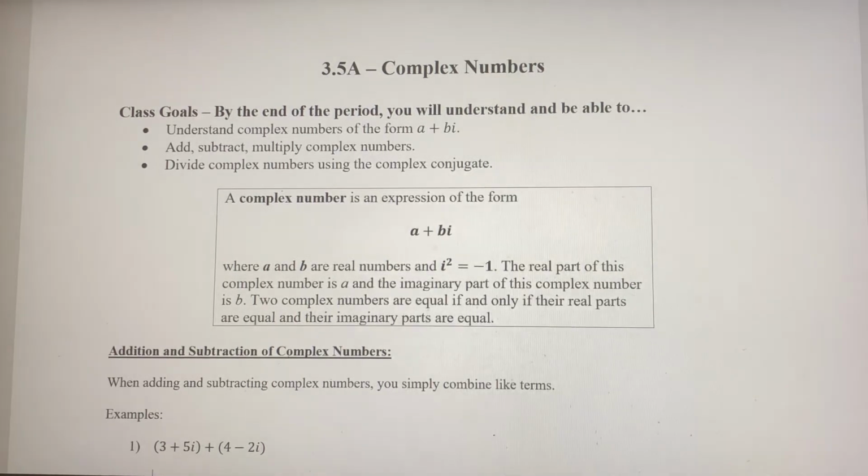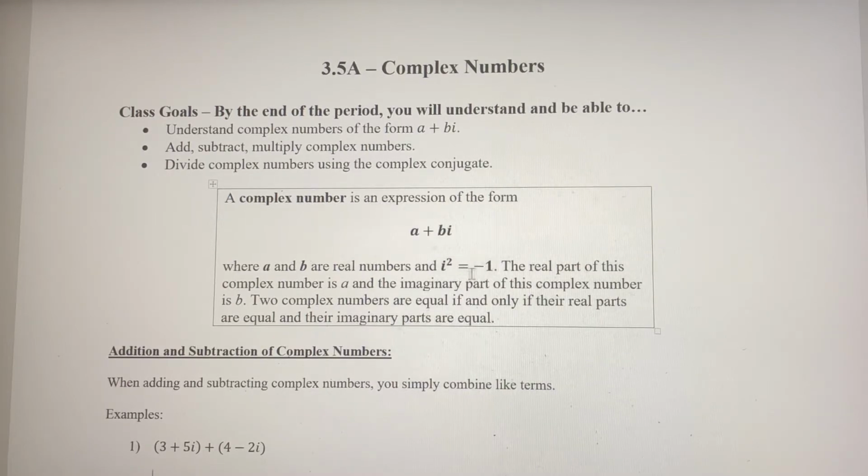All right, so in this video, we're going to go over complex numbers and we're going to add and subtract complex numbers, okay? So a complex number is an expression of the form a plus bi, okay? And a and b here, the coefficient of i, are considered to be real numbers, okay?